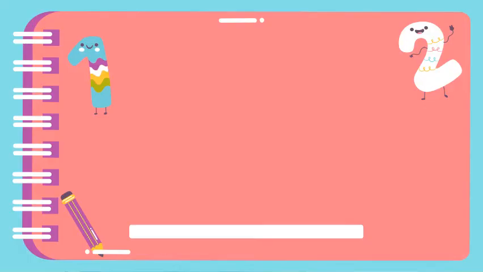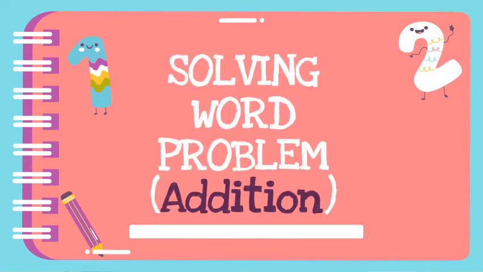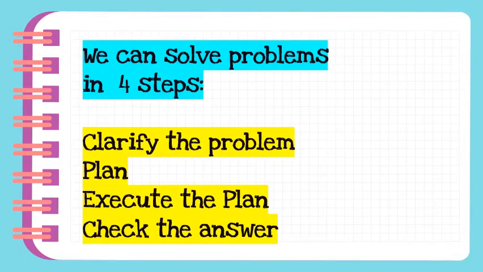Our lesson for today is about solving word problems using addition. We can solve word problems in 4 easy steps. First is clarify the problem. Second, plan. Third, execute the plan. And lastly, check the answer. Only 4 steps.